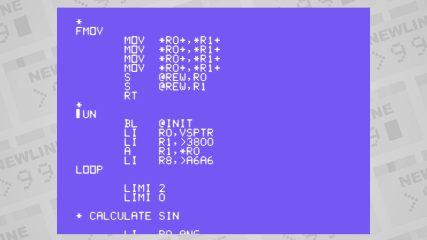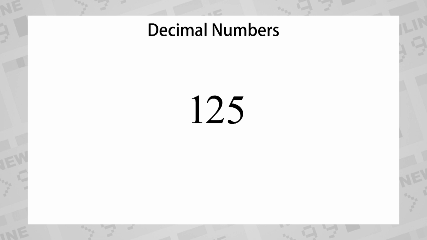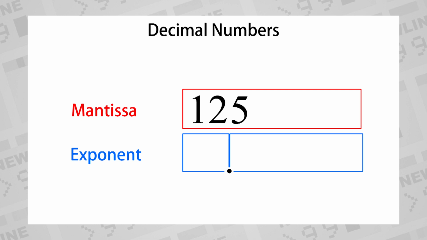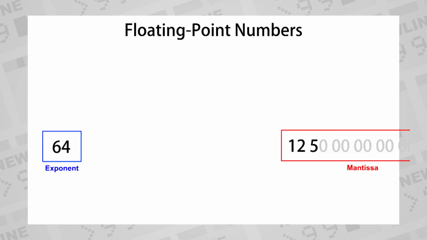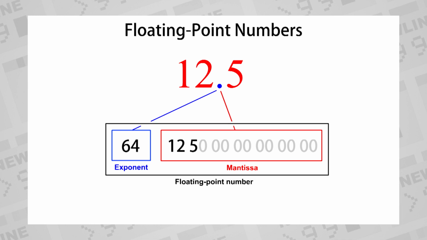But how do we represent floating point numbers? Decimal numbers are usually comprised of a series of numerals and a decimal point somewhere relative to the numerals. In floating point math, the position of the decimal point is called the exponent. The numerals together are called the mantissa. So in computing, floating point numbers are stored as these two constituent parts together.